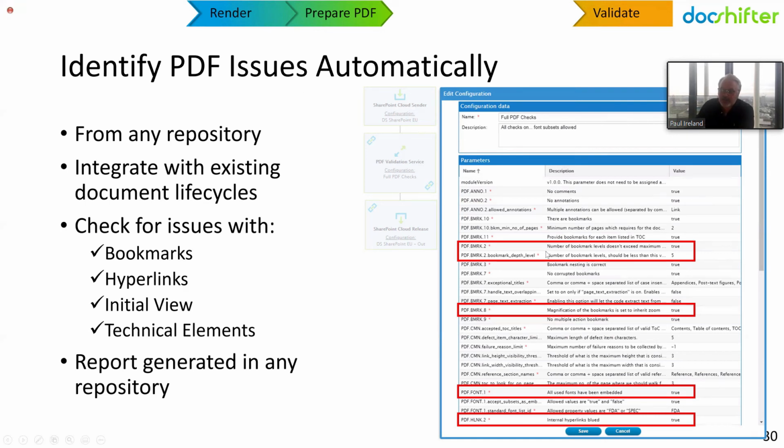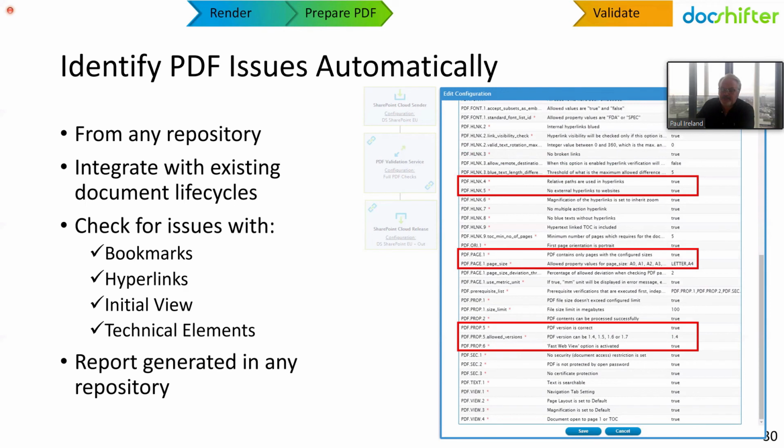And I just highlighted a few in here, making sure, for example, that you don't have more than 5 levels of bookmarks. The magnification is set correctly on the bookmarks to inherit zoom. All fonts that have been used in the document have been embedded correctly. Internal hyperlinks are all blue. You don't have any miscolored hyperlinks, for example. You've got relative paths on hyperlinks and no external links to websites, for example. It's the right PDF version. Everything is either letter or A4 page, and you can decide and say everything should be letter, just check for letter or just check for A4. If it's a US or a European submission, you can decide and you can configure those. So really a lot of checks that you can define.